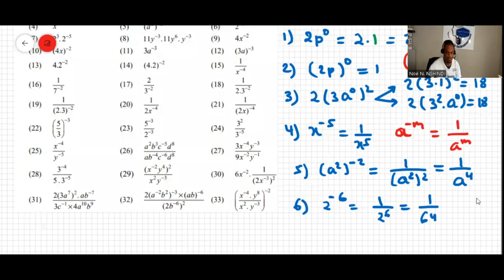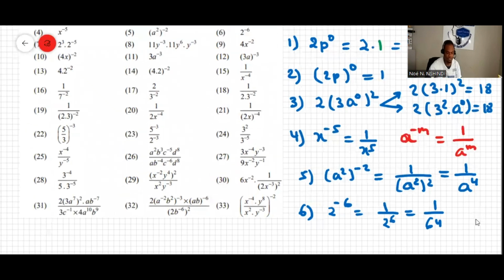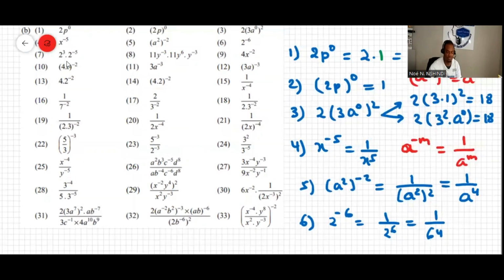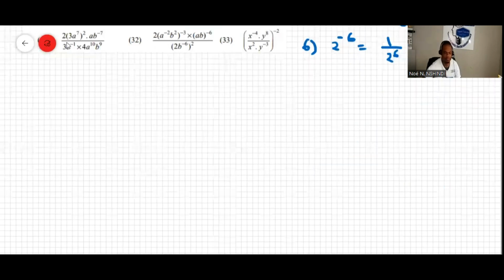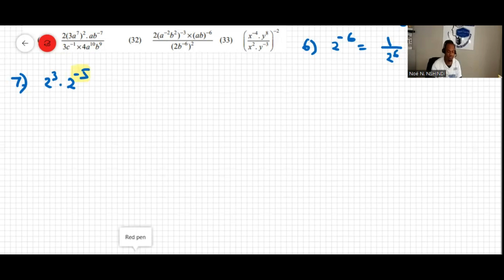And then question 7, 2 to the 3 times 2 to the negative 5. Okay, let's just move it a little bit up there. Question 7, excuse me, is 2 to the 3 multiplied by 2 to the negative 5. Okay, this one, because it has a negative exponent, I will write in the denominator. So this would be just 2 to the 3 over 2 to the 5.